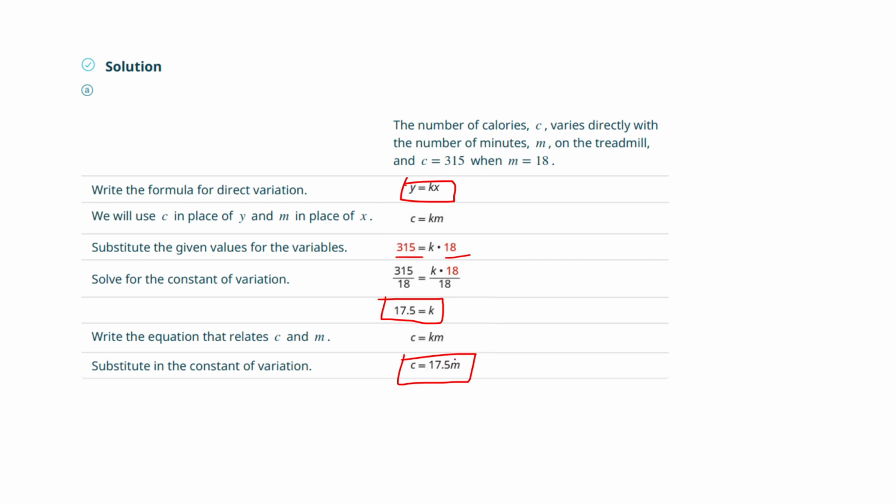It's actually the same idea as a slope. So as the minutes change by 1, the calories burned are going to go up by 17.5. So it's got a lot of applications. For right now, what we're just seeing is what is that value that keeps this in equilibrium.